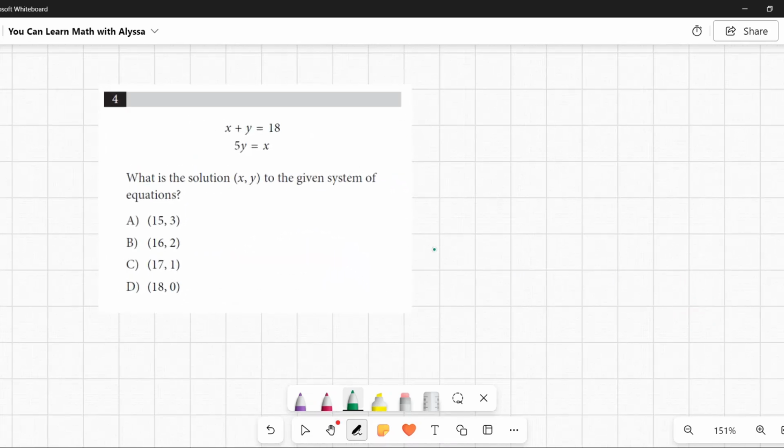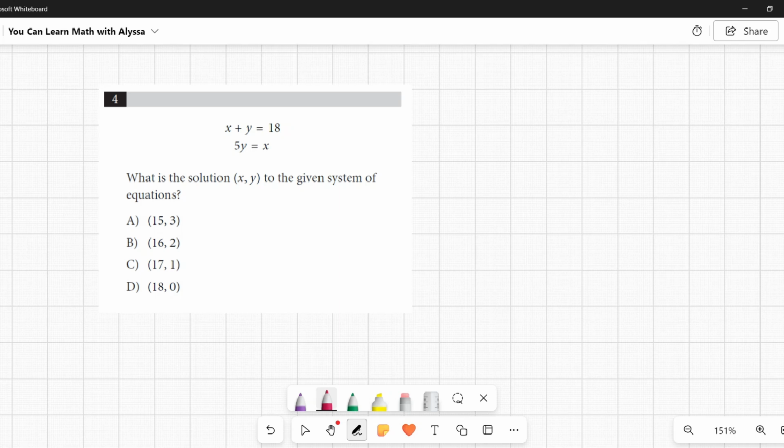Number 4, x plus y equals 18 and 5y equals x. What is the solution x and y to the given system of equations? Anytime you have a system of equations, you can solve through substitution, elimination, or graphing. Those are your best bets. And which way you choose will depend on your comfort level and the problem that's given.